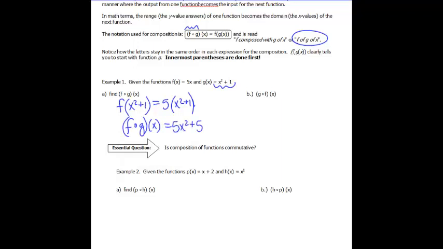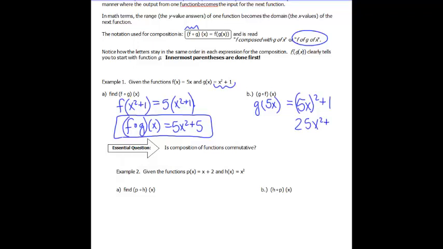Let's take a look at g of f of x. g of f of x says I want to square x and add 1. Well, that's going to be a 5x. So I'm going to take 5x, square it, and add 1. And so I get 25x squared plus 1. In making an observation about that, is composite function commutative? Well, absolutely not, because f of g of x is not the same as g of f of x.